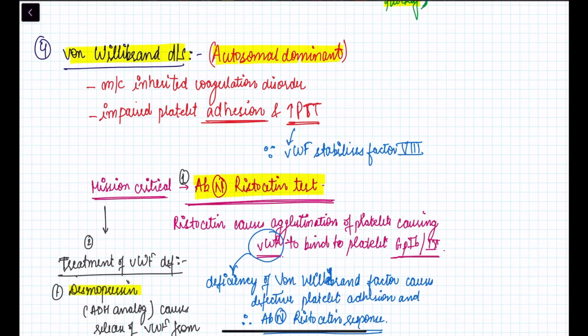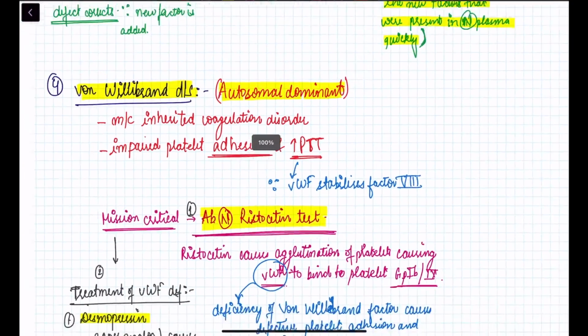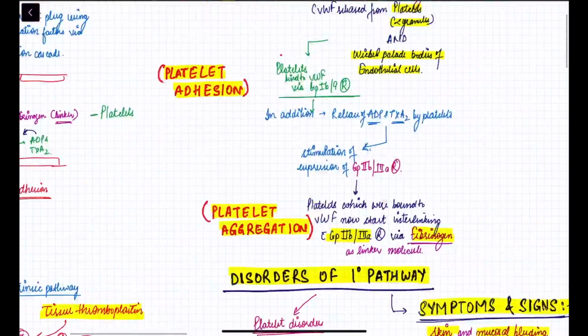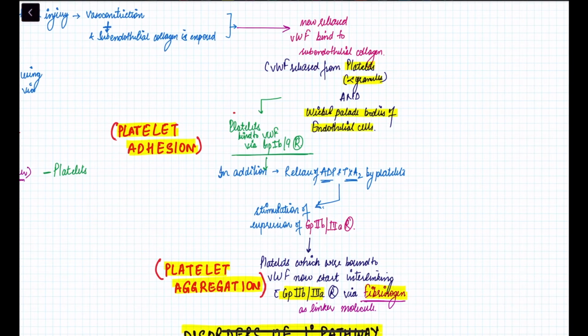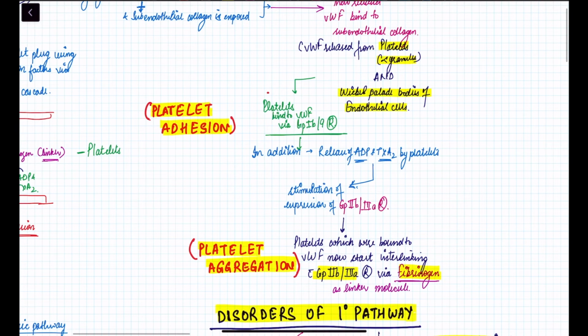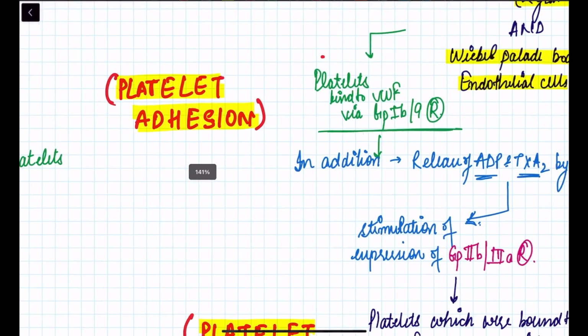So first thing, autosomal dominant von Willebrand's disease. Second, it is the most common inherited coagulation disorder, and there is impaired platelet adhesion and increased PTT. Now, why these two things? So we need to go back to our mechanism here. Von Willebrand factor was binding to subendothelial collagen, and the platelet GP1b receptor was binding to von Willebrand factor. Now the von Willebrand factor is defective, so platelet cannot bind to it. So there will be impaired platelet adhesion, right?